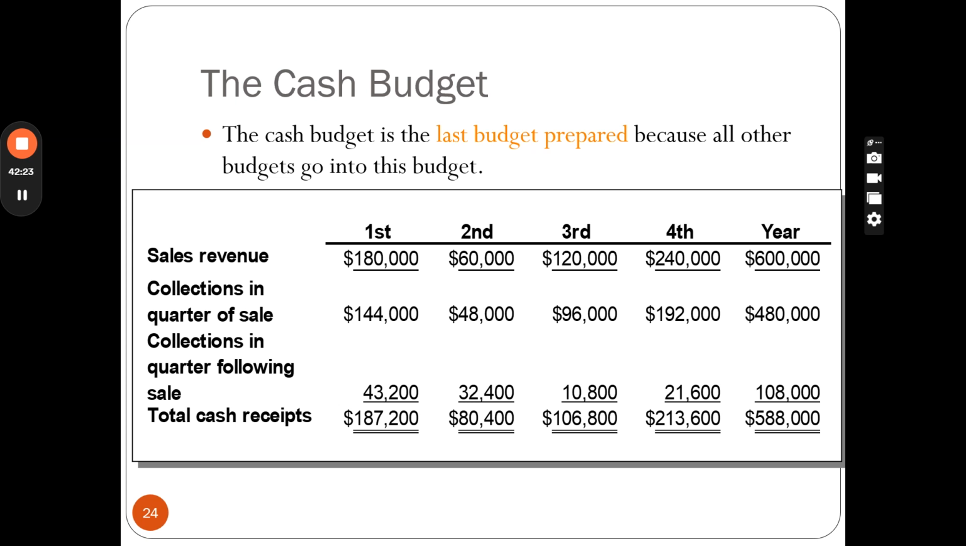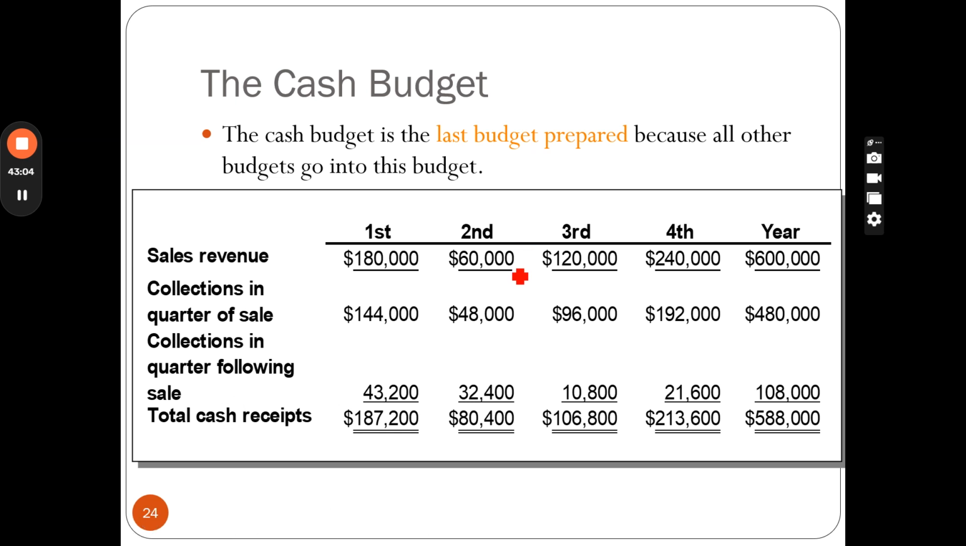And this is the last budget prepared. So you will have your sales for the first year, and from this amount, how much you are going to collect during the period. And how much you have collected from the previous period. Based on that, by end of first quarter, I will have 187,200. So it is better you can check a period in the middle.